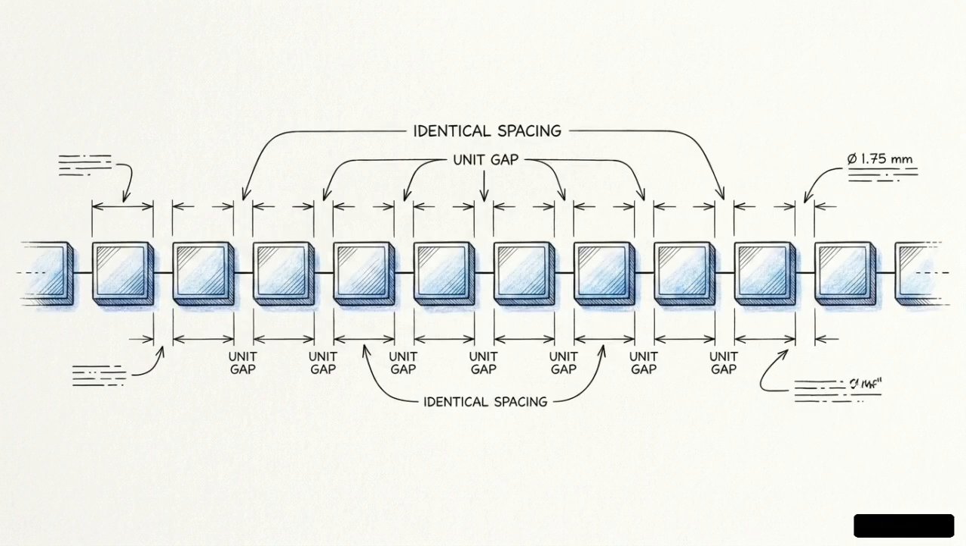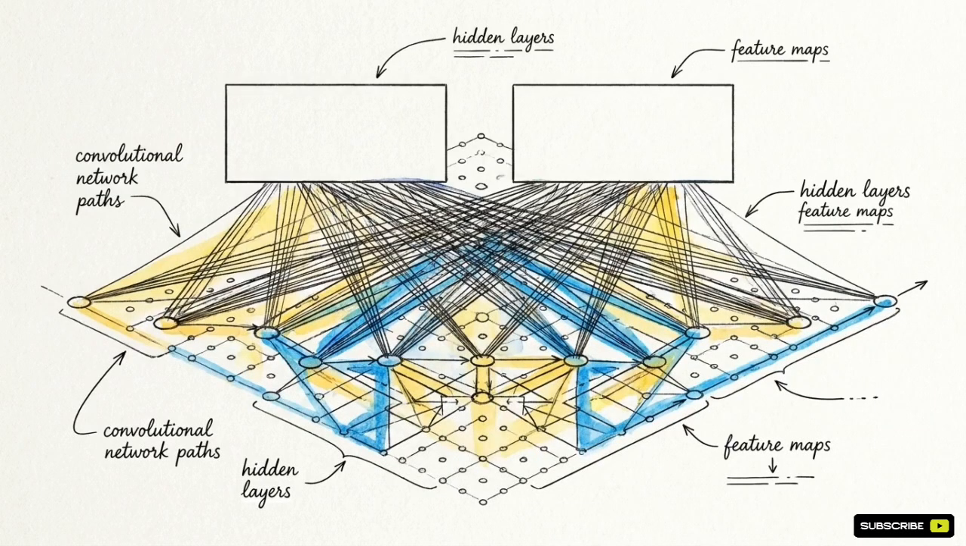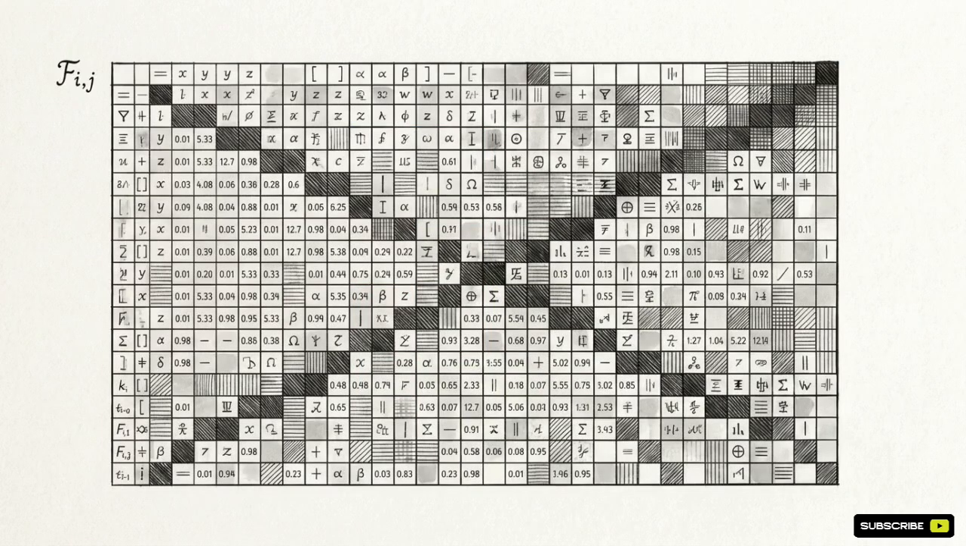Tor attempts to mitigate traffic analysis through network perturbation. This adds a layer of defense by introducing noise into packet timings and sizes to make manual correlation difficult. Modern frameworks like DeepCorr and Rector use convolutional neural networks to bypass this noise. These models treat network flow features as time series data, allowing them to find patterns that manual analysis would miss. These models organize the data into a two-dimensional array matrix, labeled Fij, allowing the network to compare ingress and egress flows to find hidden similarities.